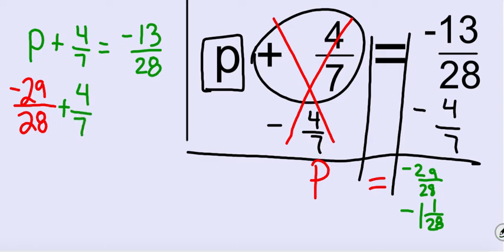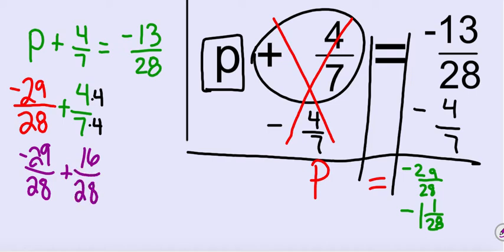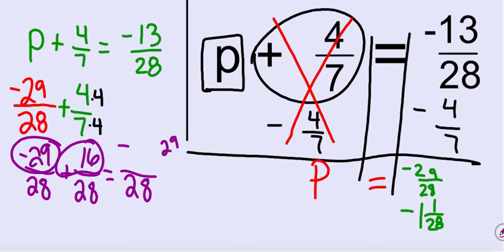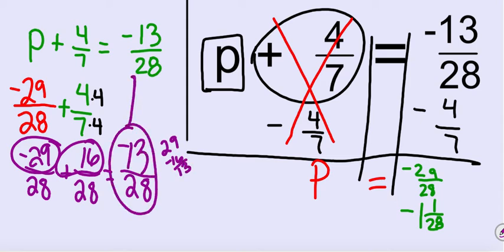I know that my 4/7 needs a common denominator, so I'm going to multiply it by 4. And when I rewrite it all, I get negative 29/28 plus 16/28. I know that the denominators are going to stay the same, and all I need to evaluate are the numerators. I know that this side has 29 negatives and this side has 16 positives. So it tells me the negatives are going to win. And once I have that figured out, I can just take 29 minus 16 and I get 13, which is good because it matches my original problem and it means I did it correctly.